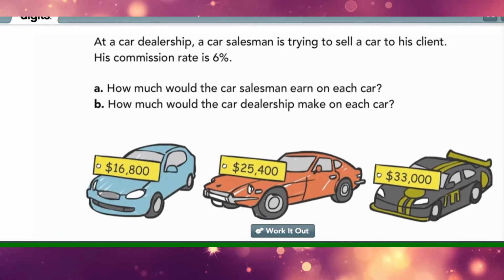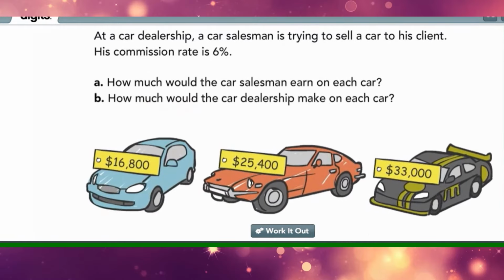At a car dealership, a car salesman is trying to sell a car to his client. His commission rate is 6%. Part A. How much would the car salesman earn on each car? Part B. How much would the car dealership make on each car?